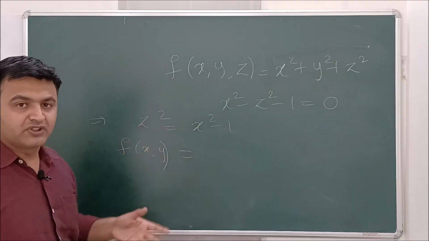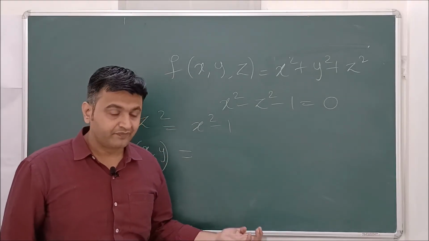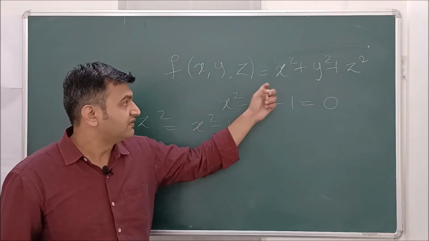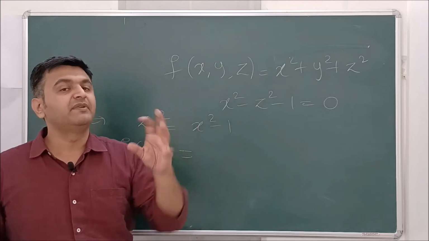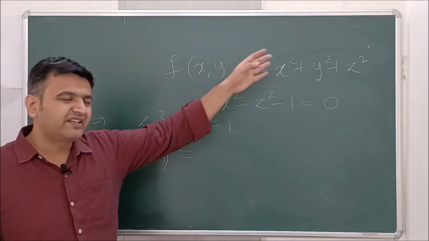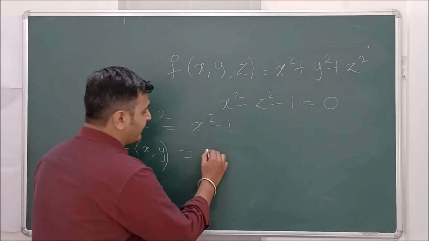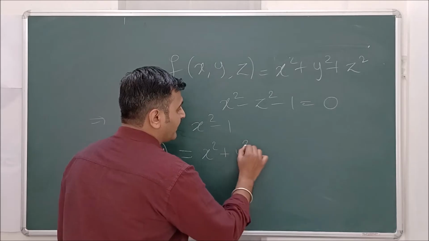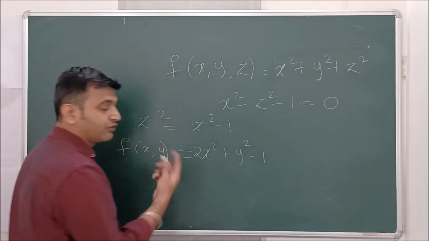This ignoring is possible. Why? Because if you get a point (a, b, c), you find f of a, b, c, which is a square plus b square plus c square, and then take the square root. Then that is the minimum distance. So for simplicity of calculation, we never take the square root into the picture. Now what is f of x, y? It will be x square plus y square plus z square, which is x square minus 1. So this is what you get.